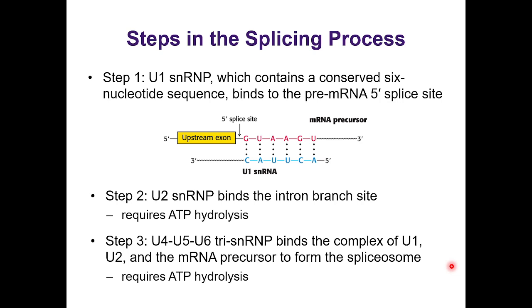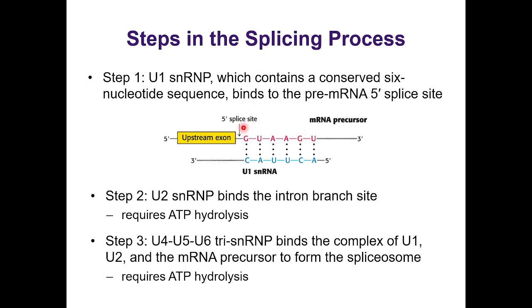Okay, so again, these are the steps in that overall process. We have step 1, which is the U1 snRNP. This is going to contain a conserved 6-nucleotide sequence. It's going to bind to the pre-mRNA 5' splice site. And again, this is a highly conserved sequence because it actually has to bind onto this sequence right here, which is the one that says, hey, we have something that needs to get spliced off, right?